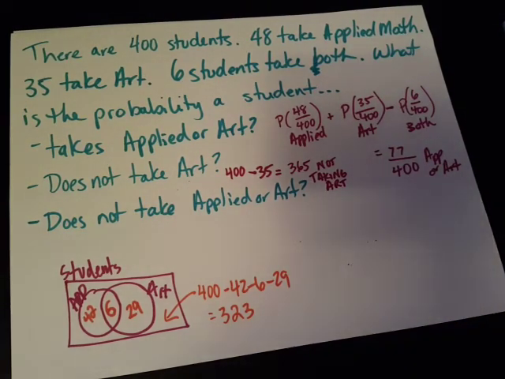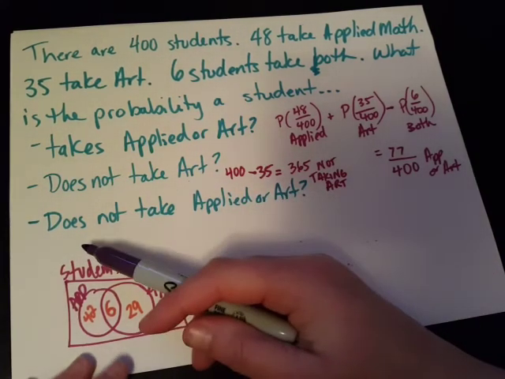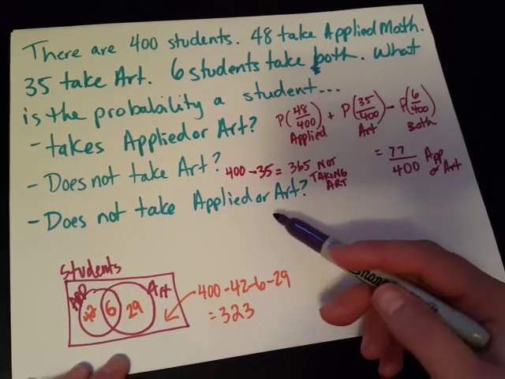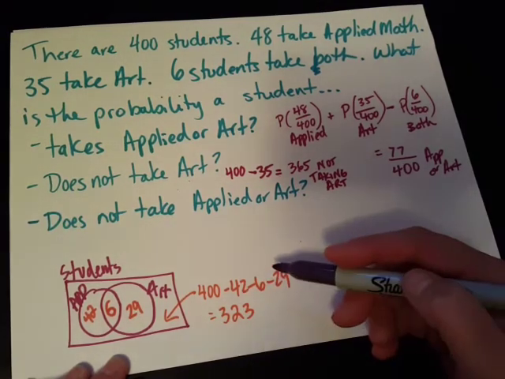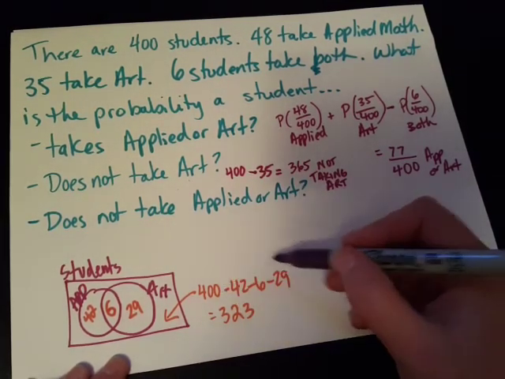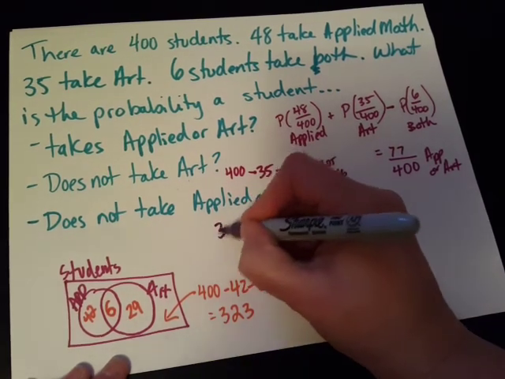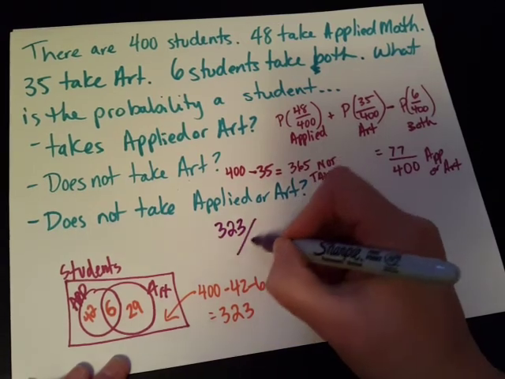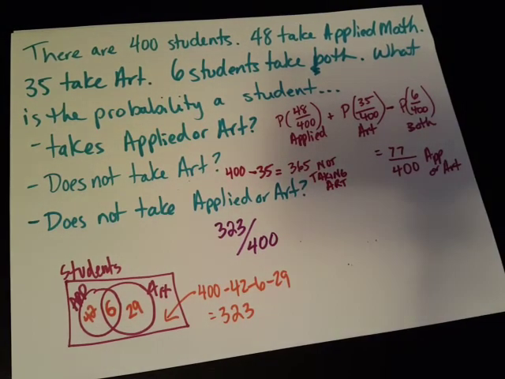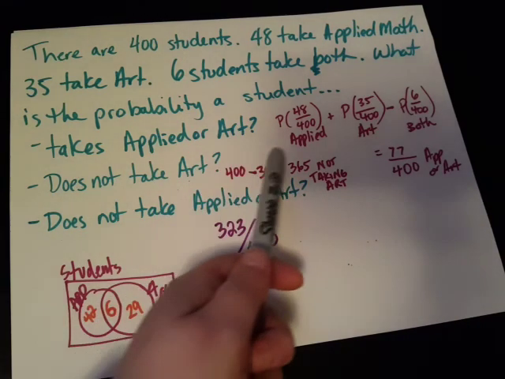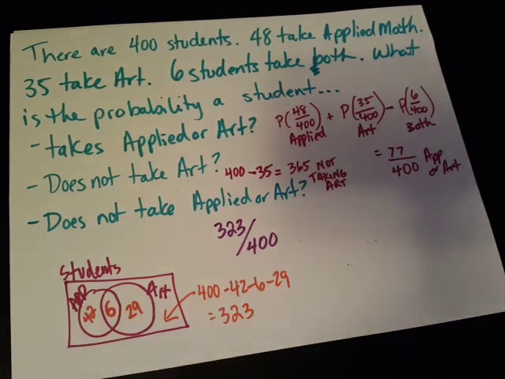Here, I'll just change my color up so it doesn't run right off the page. How many do not take applied or art? Well, there we go. We have that right here. So we've got our total of 400 and then subtracting off all of the applied or the art. So there's 323 out of the 400 that are not taking applied or art. So sometimes creating the diagram can also be helpful, but we can certainly just use our mutually exclusive or non-mutually exclusive formulas there.